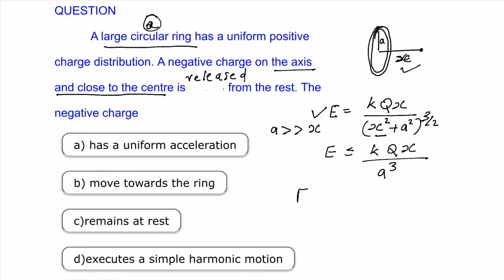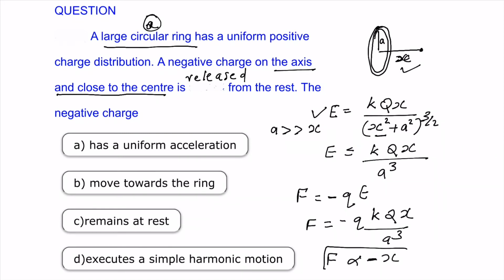Now we know that F is equal to, we are placing a negative charge, right? So minus Q into E. We already know F is equal to QE. As the charge is negative, I am putting minus here. So F is equal to minus Q into E, which is KQx by A cube. So F is proportional to minus x.